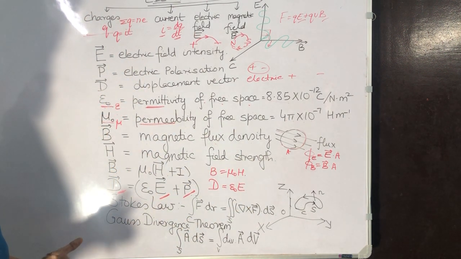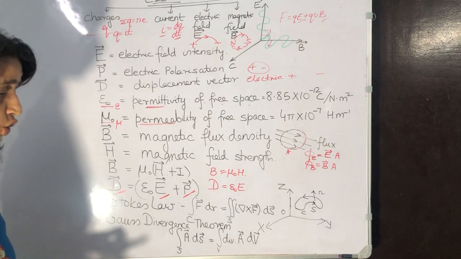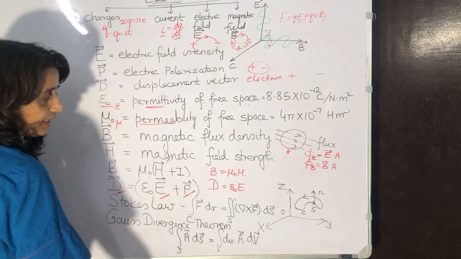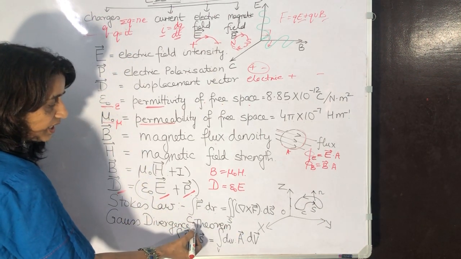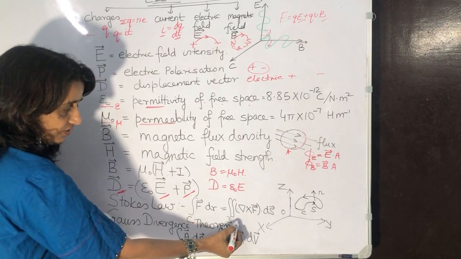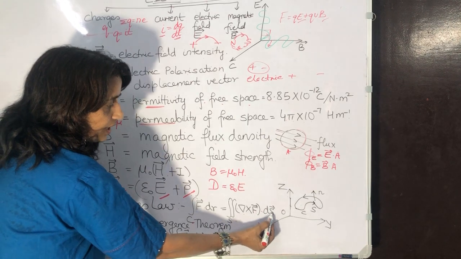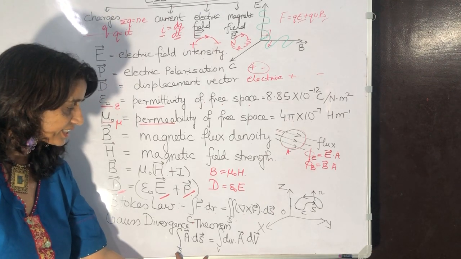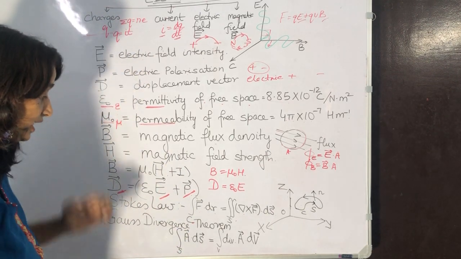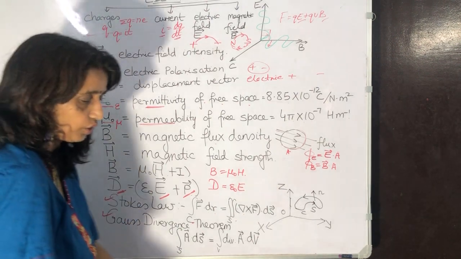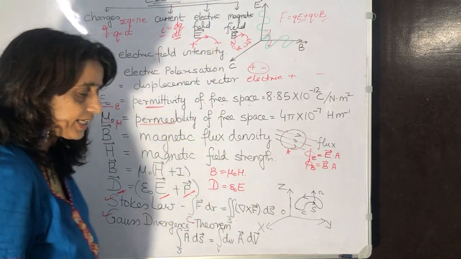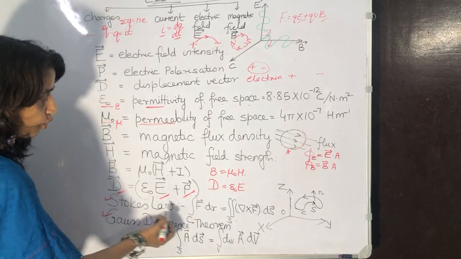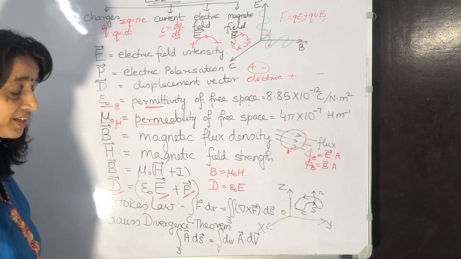Stokes theorem and Gauss theorem, these two theorems you should know. Stokes theorem states that the line integral of F dot dr is equal to the surface integral of del cross F dot dS. This is what we are doing: converting a line integral to a surface integral. And the Gauss divergence theorem states that a surface integral can be changed to a volume integral, and in Stokes it is the curve which is getting changed to a surface integral.